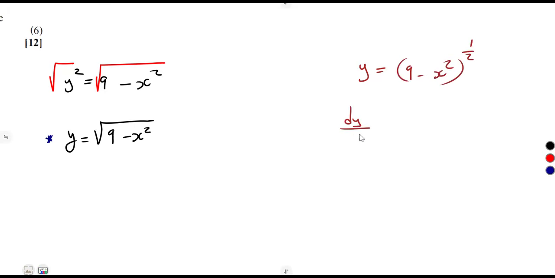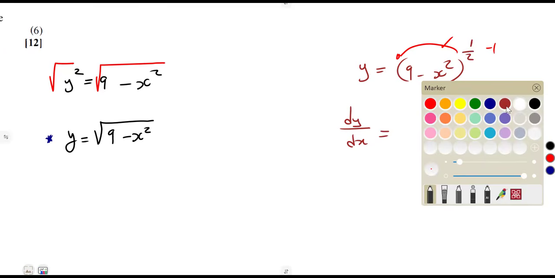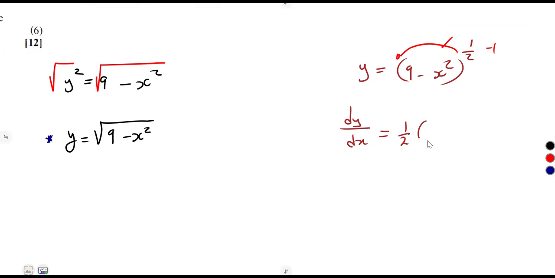We need its derivative here. Guys, from our function of a function, differentiating what is outside, that is, drop the exponent. So we're going to drop the exponent, we subtract 1. So it's going to give us 1 over 2, 9 minus x squared to the exponent of negative half.